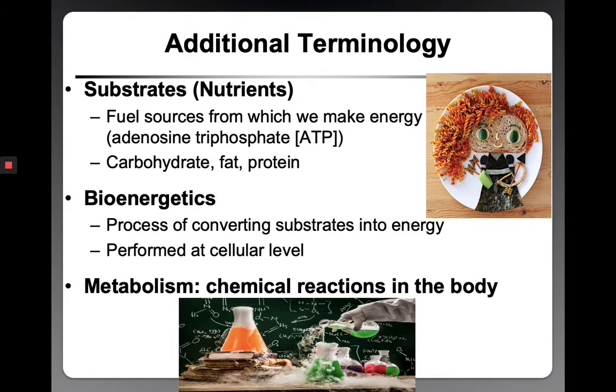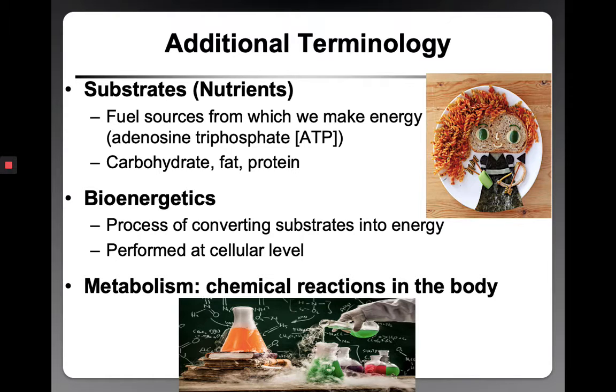Just some basic overall definitions that I think we all need to become familiar with before we dive into this whole idea of bioenergetics is what substrates are. Substrates are nutrients, and we primarily get these through carbohydrates, fats, and proteins. These are fuel that we use to make ATP, or adenosine triphosphate, and that is our cell's primary form of energy.